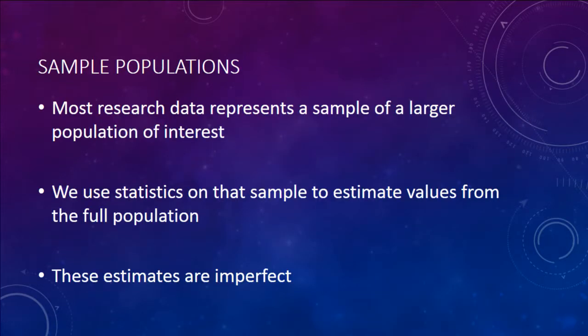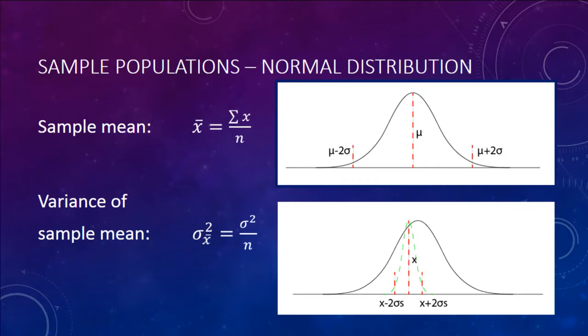So in research data, most of our research data just represents a sample of a larger population of interest. We use statistics on that sample to estimate values from the full population, but these estimates are imperfect, and there are a lot of different features that go into how imperfect those estimates might be. Now, in most of this talk, I'm going to avoid going into equations because it can become very mind-numbing quickly, but I'm going to talk about this concept from the perspective of the normal distribution because I think that it's informative of how confidence intervals generally are derived.